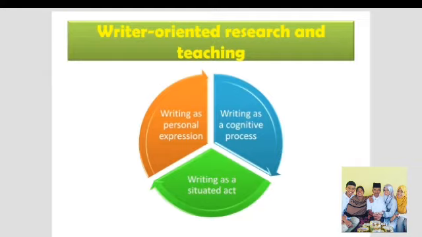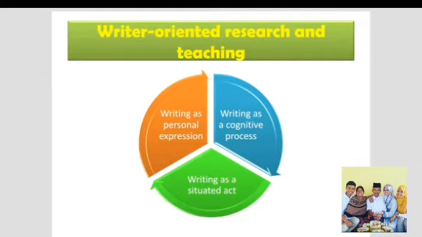And the last point that can influence process writing movement is writing as a situated act. A third writing-oriented perspective goes some way to addressing the criticism leveled at cognitive modeling by giving greater emphasis to the actual performance of writing.